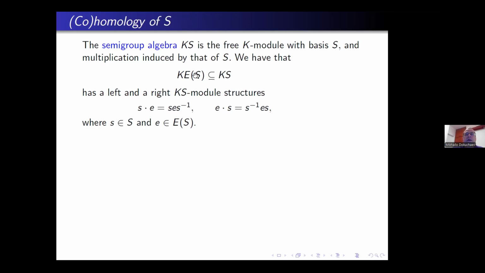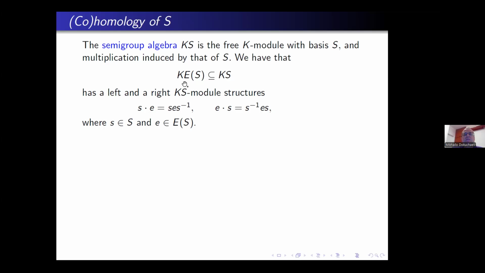So we denote by ES the set of all idempotent elements of S. Then the semigroup algebra KS is just the free module over K whose basis is S, right? That's all finite combinations of elements of the semigroup with coefficients in K. Then we have this subalgebra generated by the idempotents. So the basis here is the idempotents of S.